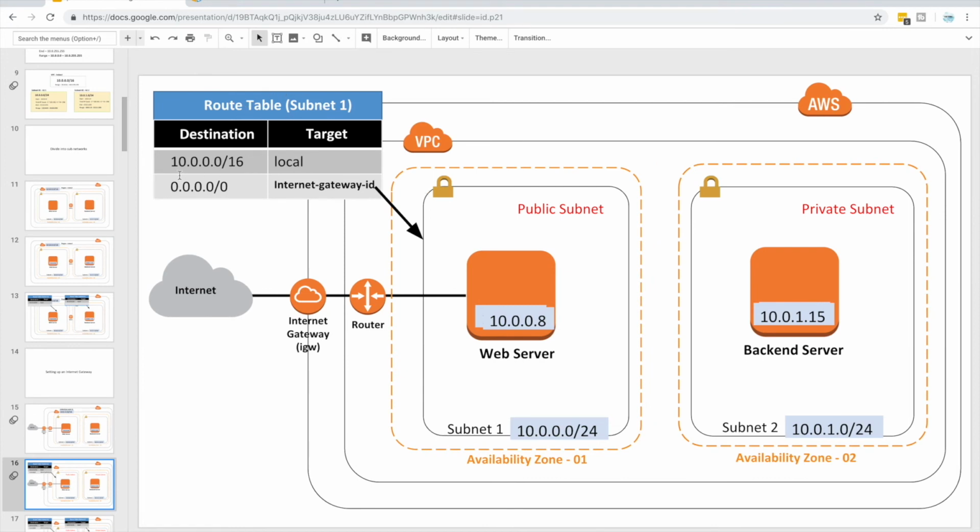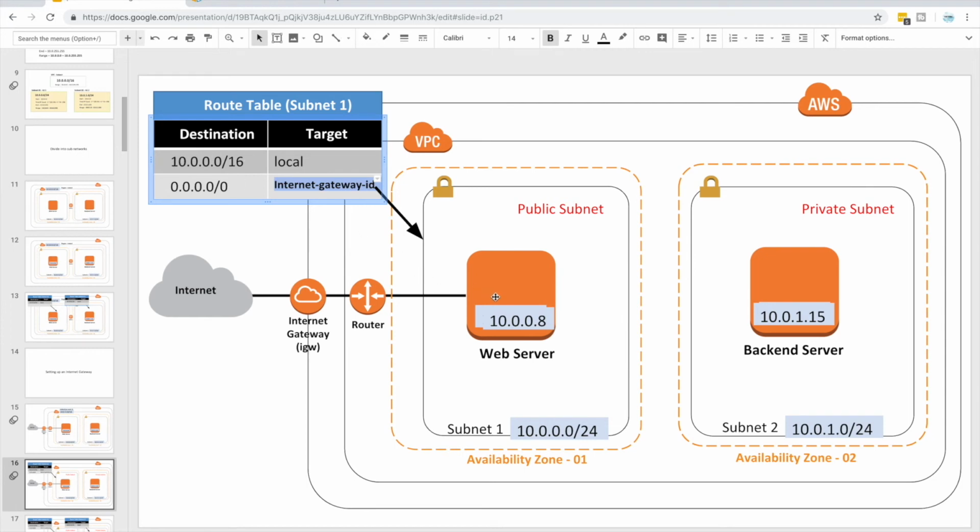We already saw that if there's any traffic destined to our VPC, we route it locally within the VPC. And we can set up another rule: if there is any other IP address that our server is talking to, always take that to the internet gateway. So by putting 0.0.0.0/0, it indicates any other IP address except an IP address in this range.